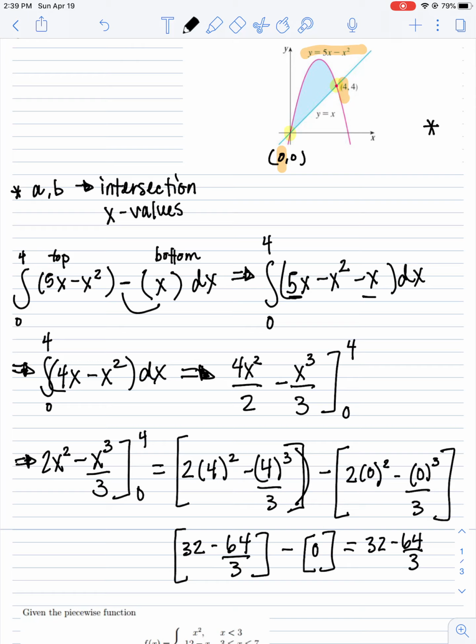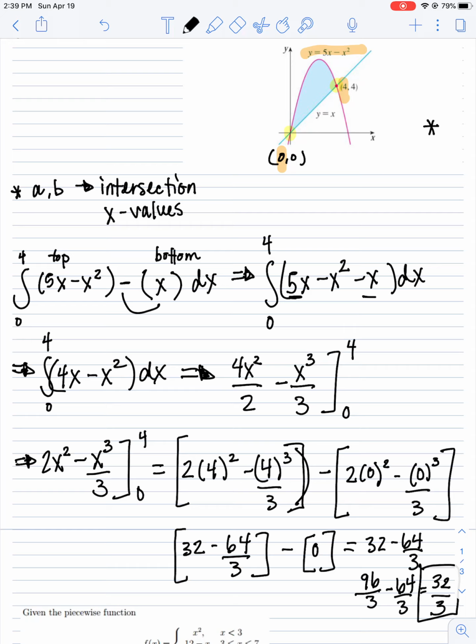So 32 is the same thing as 96 over 3 minus 64 over 3. And if I do that math in my head, 96 minus 64, hold on, that is going to be 32 over 3. And there's your answer, okay? So 32 over 3 is the answer to the first problem.